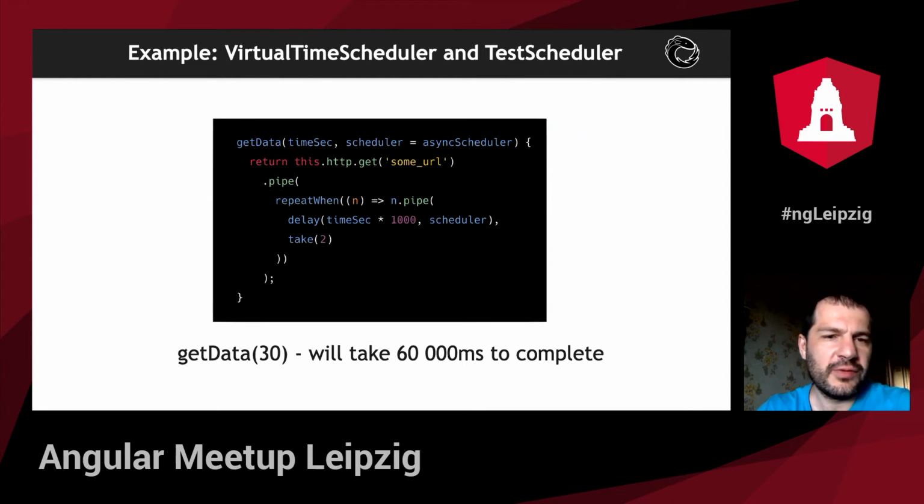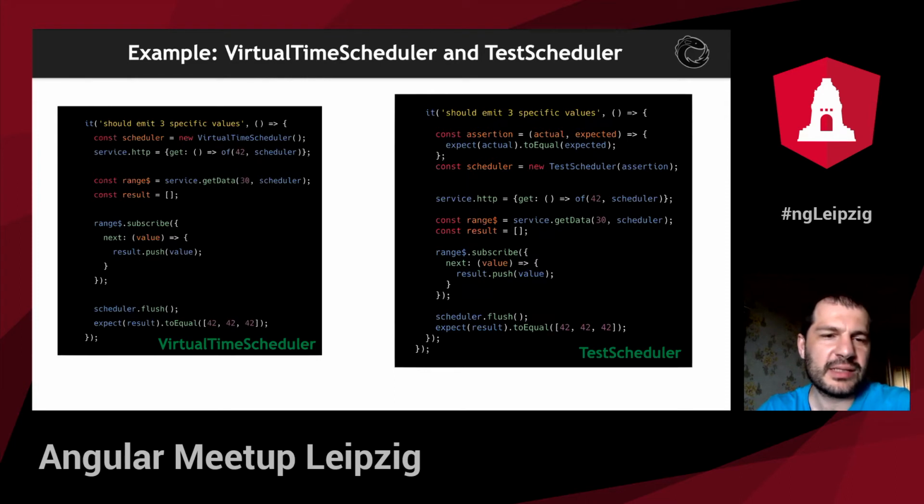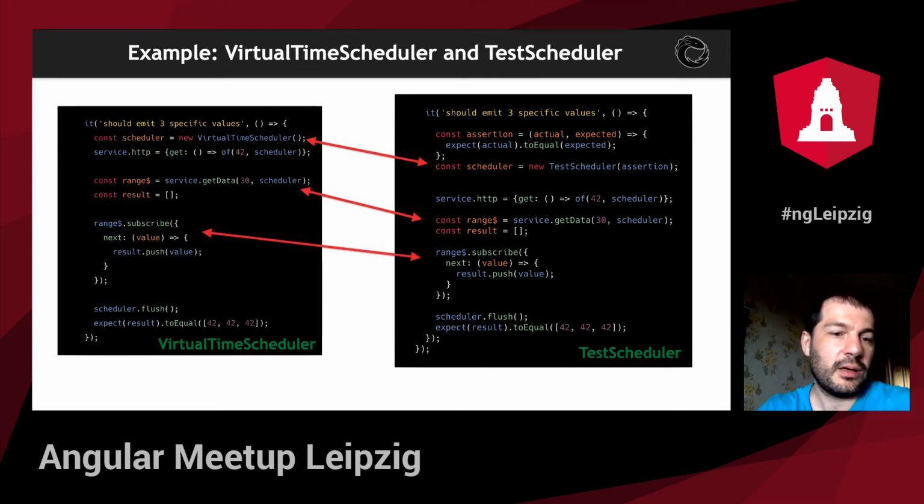For this example, we will review how to use test scheduler instead of virtual time scheduler. Pay attention that if we call getData with a 30 seconds argument, it will take 60 seconds to complete the result observable. Okay, let's compare the same test code with virtual time scheduler and test scheduler instance. We create an instance, providing quite a big delay value. Providing mocks. I forgot about mocks for service.http. Then we call our function and provide big delay values, and subscribe to the result observable. We call the flush method to make the virtual time pass quickly.